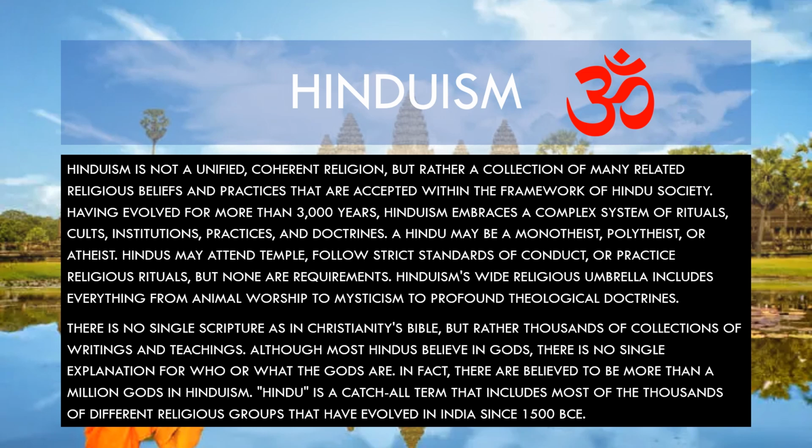Hindu is a catch-all term that includes most of the thousands of different religious groups that have evolved in India since 1500 BCE. So this is an umbrella term. There are these commonalities, though, and we can call these people Hindus, but it's much more of when outsiders, first Persians and then other Westerners, came, trying to get a catch-all to explain all these different subsets and belief systems. And there are commonalities, so let's look at them.